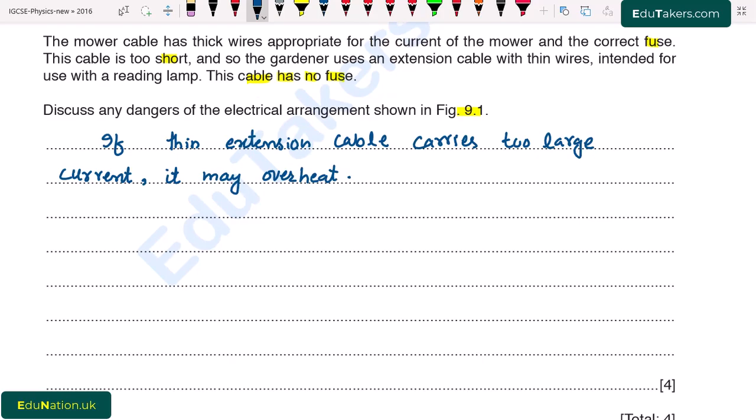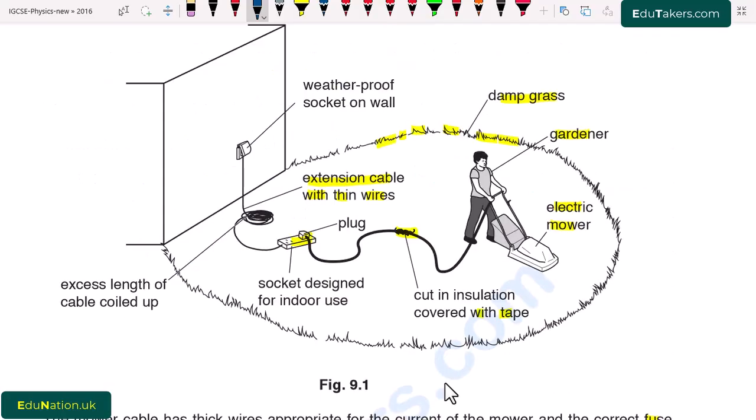As the cable has no fuse, it may cause fire. Next is that as the wire is thin, if the cable is cut by the mover and there is no electric circuit breaker, it may cause electric shock due to the moisture because the grass is damp.